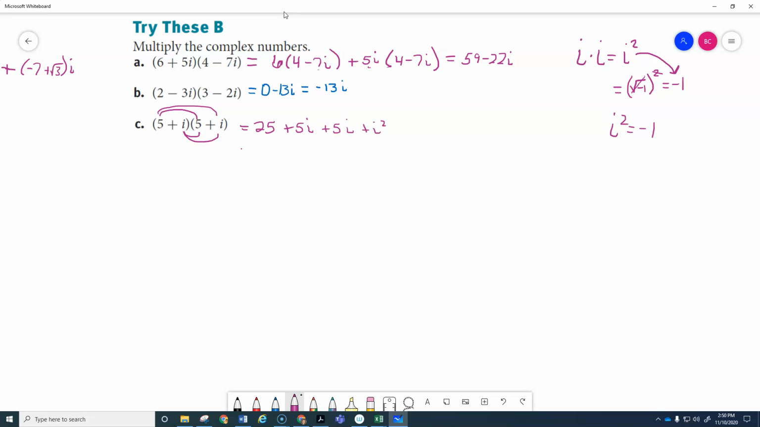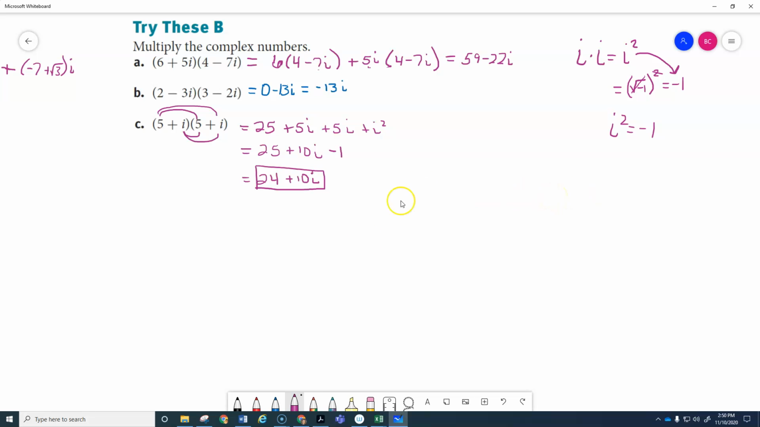Okay, now I'm going to simplify. 25 plus 10i minus 1. This I squared becomes a minus 1, so that ends up being 24 plus 10i. Okay. All right, so that's how you multiply. You have to remember I squared.